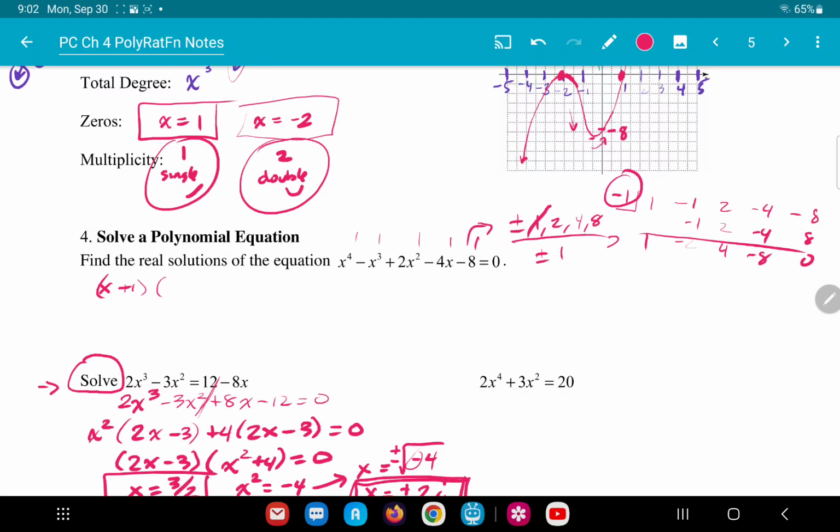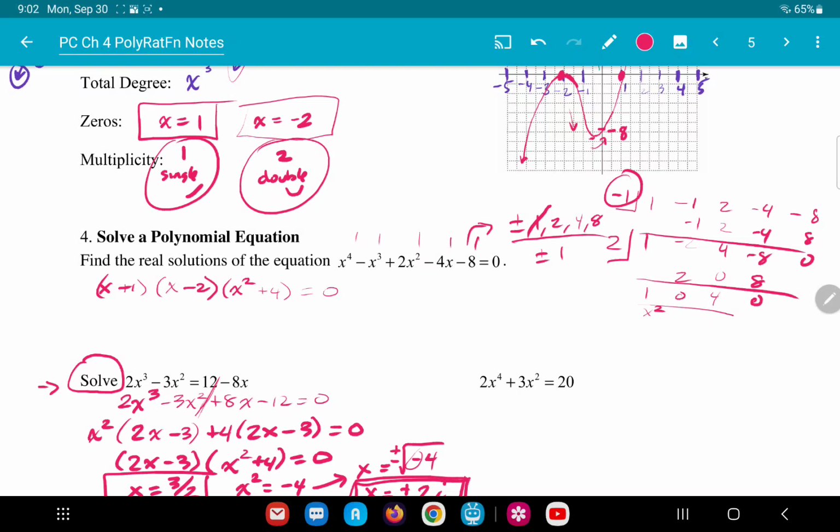Let's try 2. 1, 2, 0, 0, 4, 8. Yes, 2 does work. Okay, so what we now see is that since 2 works, we're going to have the factor of x minus 2. And look at what's left over. Now it's just a quadratic. It's got x squared plus 0x plus 4. So we have x squared plus 4, basically, equals 0.